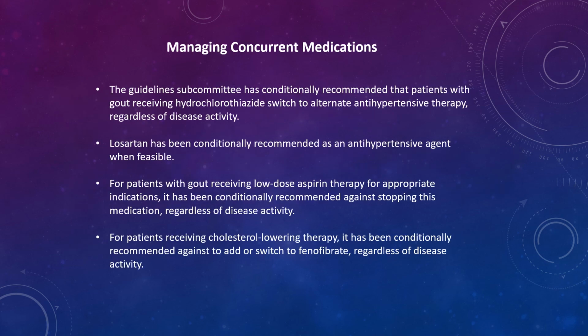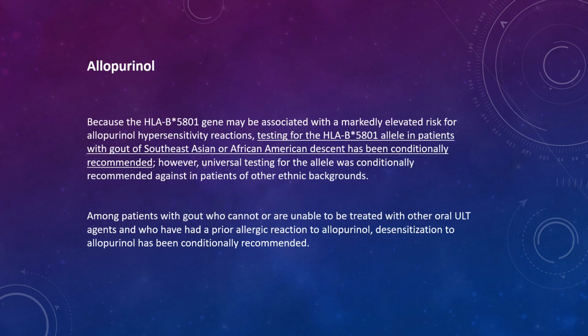We also have to look at other medications the patient's on. We try to avoid hydrochlorothiazide, and we'll look to other types of high blood pressure medicines. Losartan, an angiotensin receptor blocker, has been recommended because it lowers uric acid levels. For people who need to be on cholesterol lowering therapy, we're recommending fenofibrate for the same reason. The American College of Rheumatology has recommended against stopping low-dose aspirin.